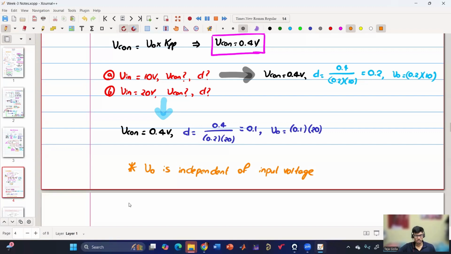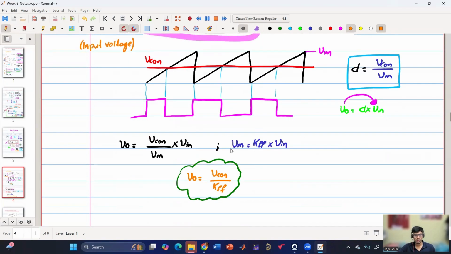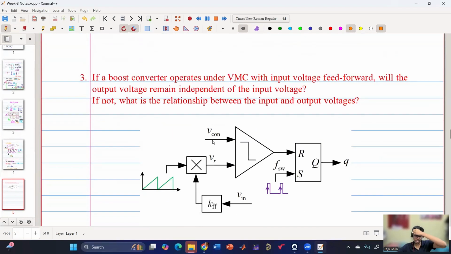Okay, so here we have considered a buck converter, which is easy and straightforward. Now let us see whether the same can be applicable for a different converter. So here I have given one question based on boost converter. So let me read it out for you. If a boost converter operates under voltage mode control with input voltage feed forward, will the output voltage remain independent of the input voltage? If not, then what will be the relationship between the input and output voltages?